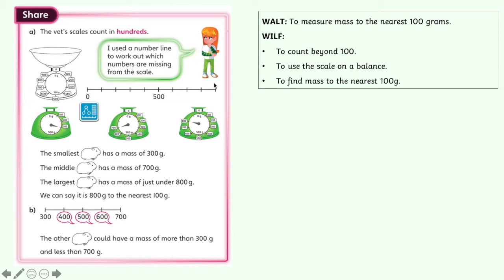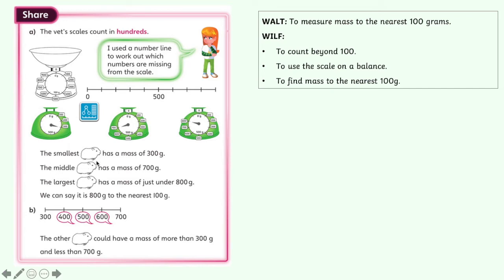And you can see here that Astrid is saying, I used a number line to work out which numbers are missing from the scale. So she counted up in 100s. 0, 100, 200, 300, 400, 500 is already in for you, and all the way up to 900. So those guinea pigs, the way that we find out how much they weigh is by counting round in 100s. So let's have a look.